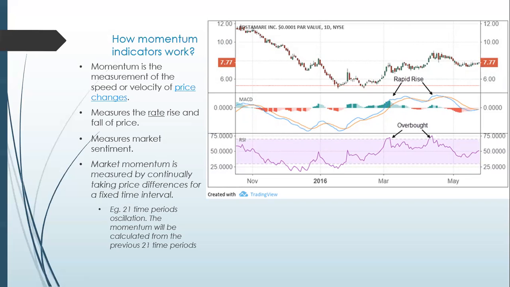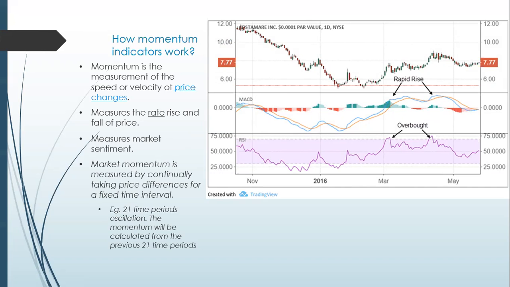Now, these momentum indicators are actually critical, especially when you're trying to distinguish divergence. And later on in the presentation, we'll actually talk about why divergence is so important.